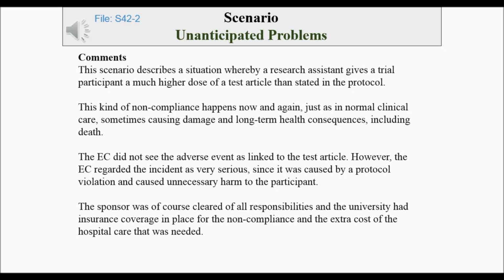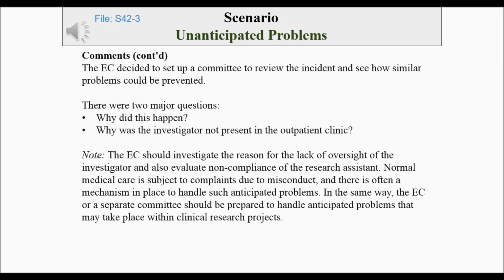However, the EC regarded the incident as very serious, since it was caused by a protocol violation and caused unnecessary harm to the patient. The sponsor was of course cleared of all responsibilities, and the university had insurance coverage in place for the non-compliance and the extra cost of the hospital care that was needed. The EC decided to set up a committee to review the incident and see how similar problems could be prevented.